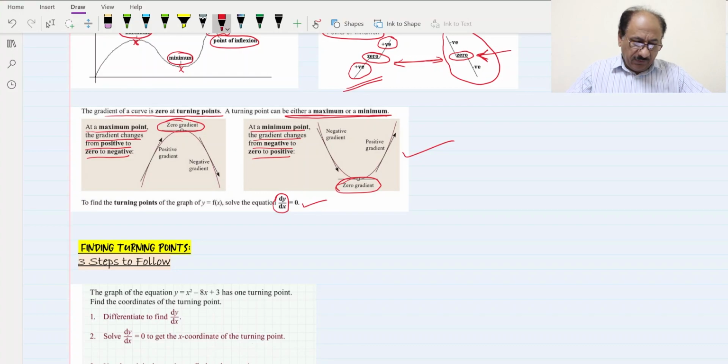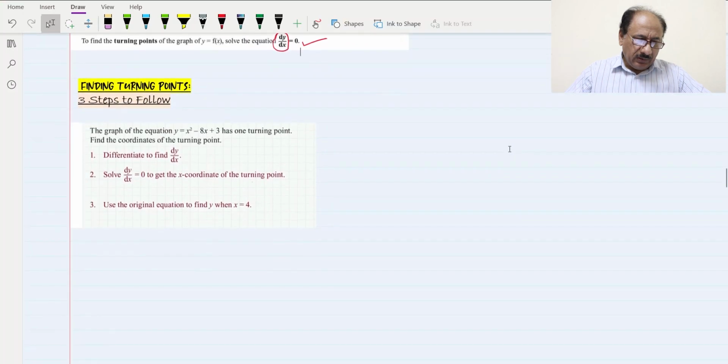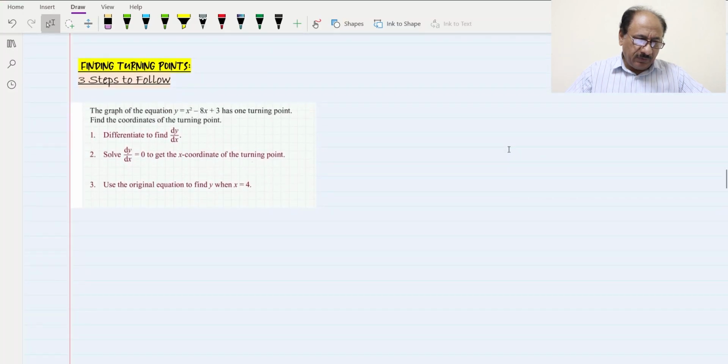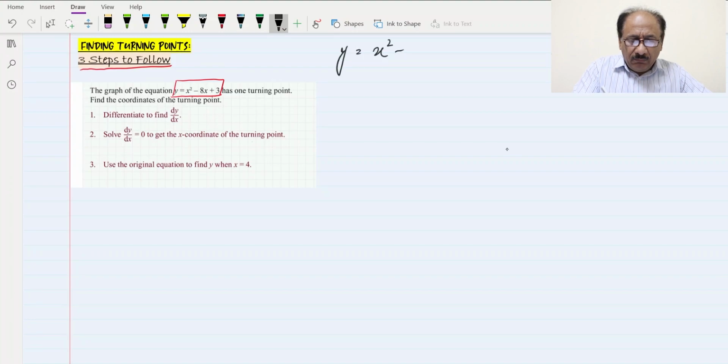Now, I have summarized finding the turning point steps. For example, we can summarize it into three steps to follow. If this is the question which is given, y is equal to x squared minus 8x plus 3. Suppose this is the function provided and we are asked to find the turning points.